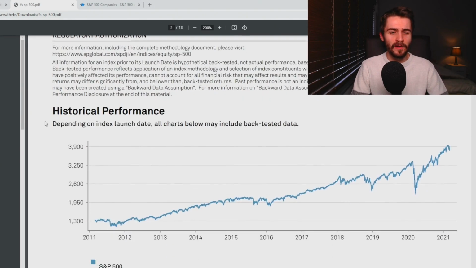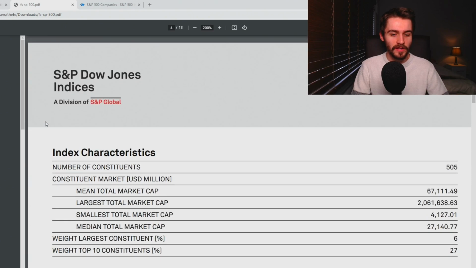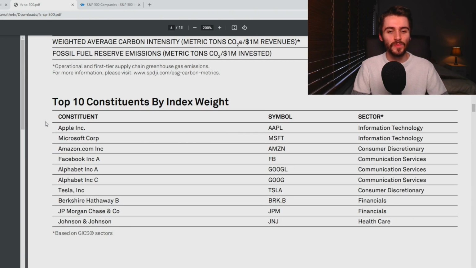And if we actually scroll down, we can see that the report has provided us with the top 10 constituents by index weight included within the index. This is effectively the top 10 companies which are included within the S&P 500 index, and they're ranked in accordance with their individual market caps relative to the total market cap of the S&P 500 index as a whole. So we can see that Apple has the highest weighting in the index, followed by Microsoft, Amazon, Facebook, Alphabet, which is Google, Tesla, Berkshire Hathaway, JP Morgan, and Johnson & Johnson.